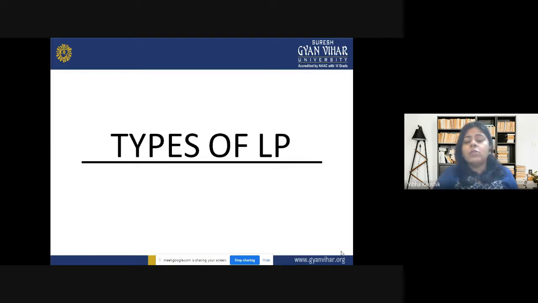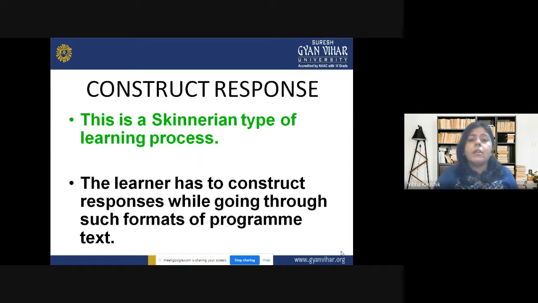Now, types of linear programming. Construct response. This is a Skinnerian type of learning process. Means that linear programming has been given by Skinner, and it is based on Skinner's approach of learning, the method of learning given by Skinner.